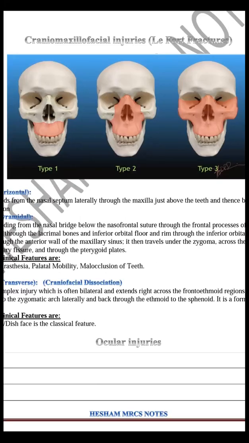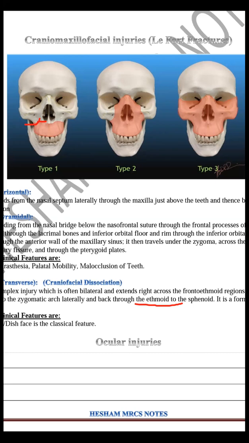Here is type 1, which starts at the nasal septum, then it goes through the maxilla above the teeth and moves backward towards the pterygoid. Okay, this is the type 1. Started from the nasal septum through the maxilla and to the pterygoid.